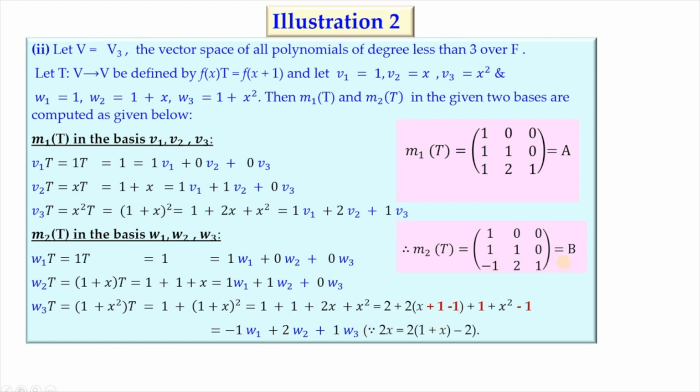So for the same transformation, in 2 different bases, we have got 2 different matrices. Now our job is to find the matrix C, so that B equals C A C inverse. How do we compute that C?